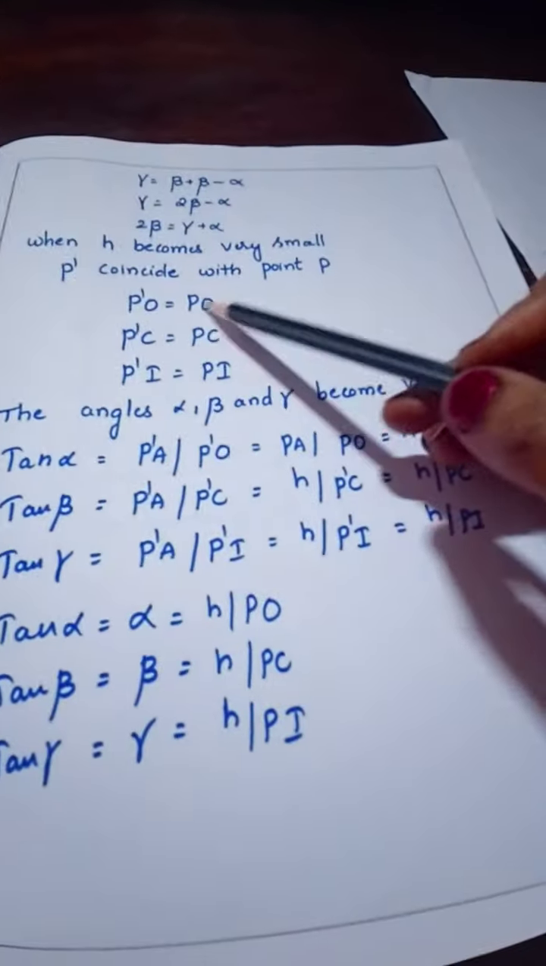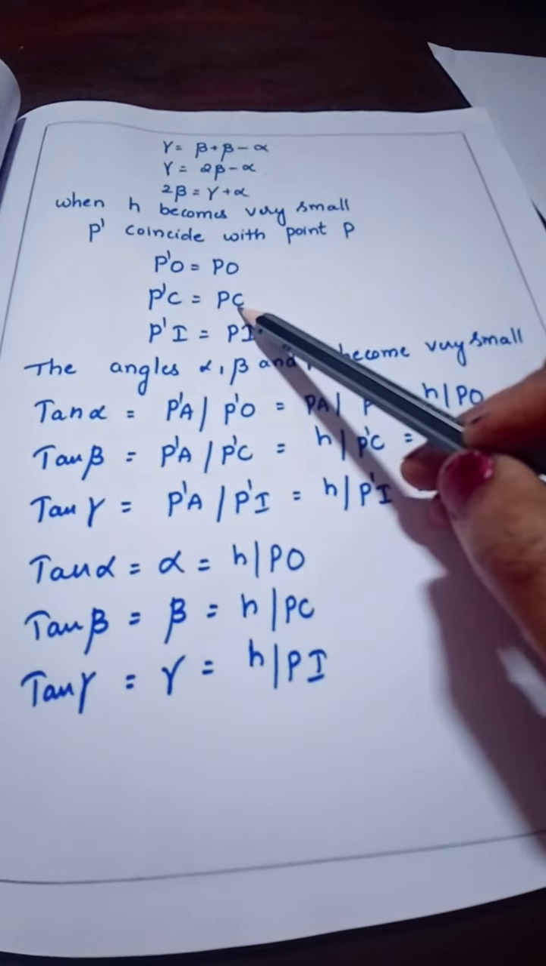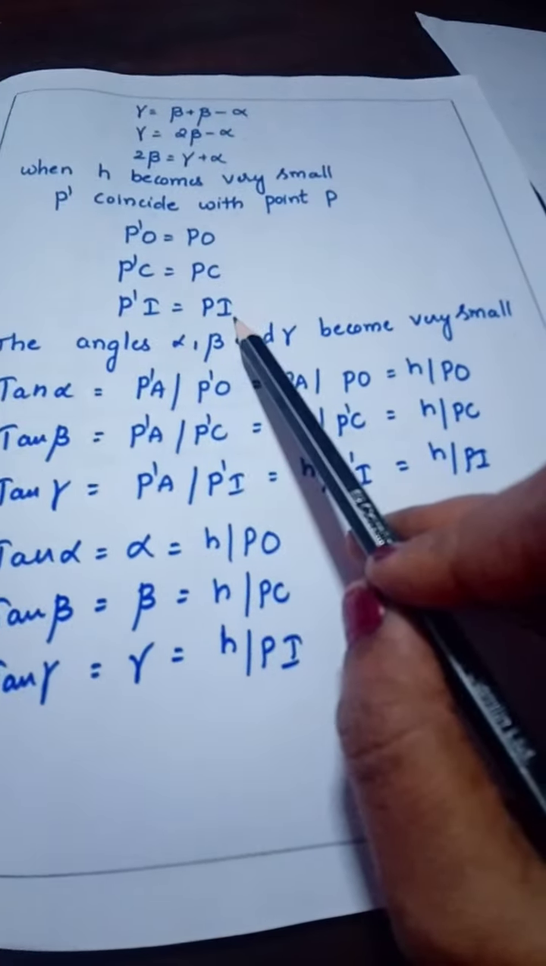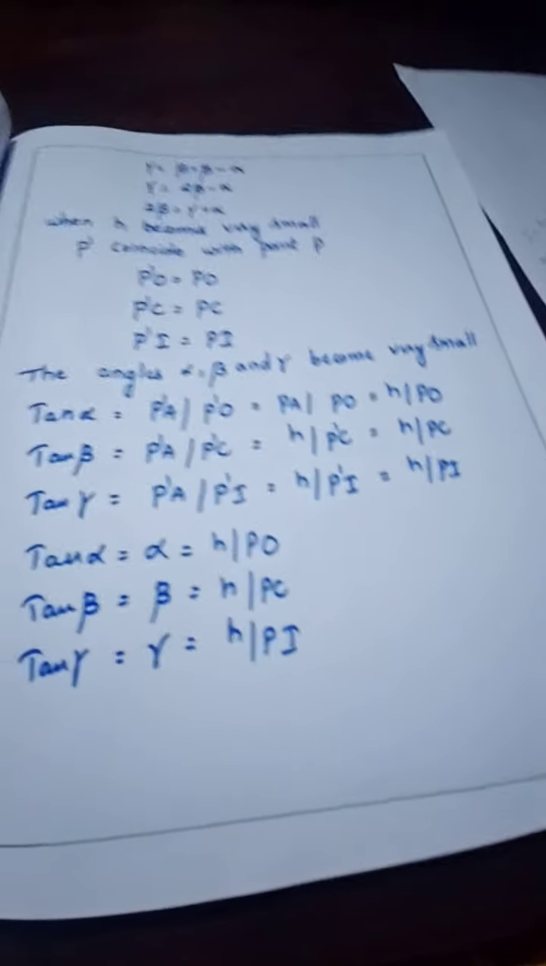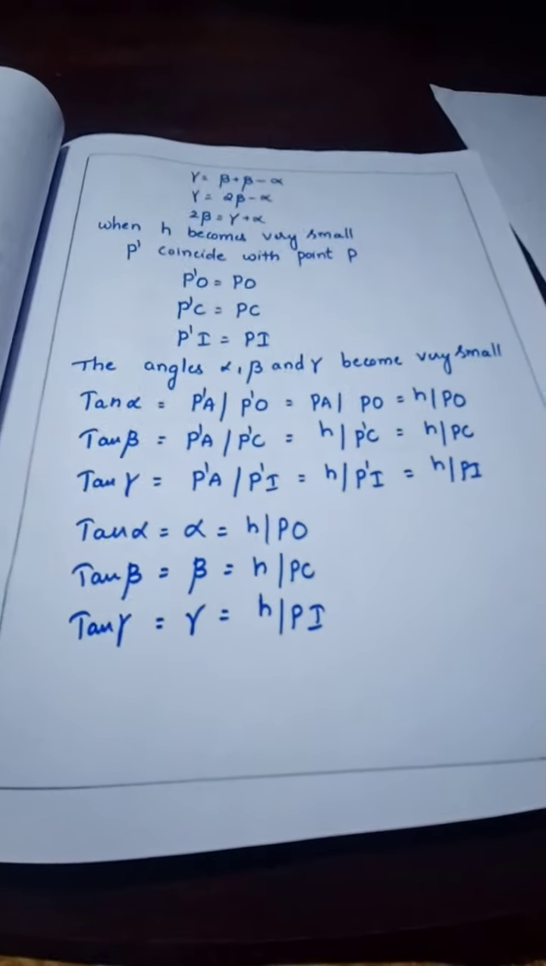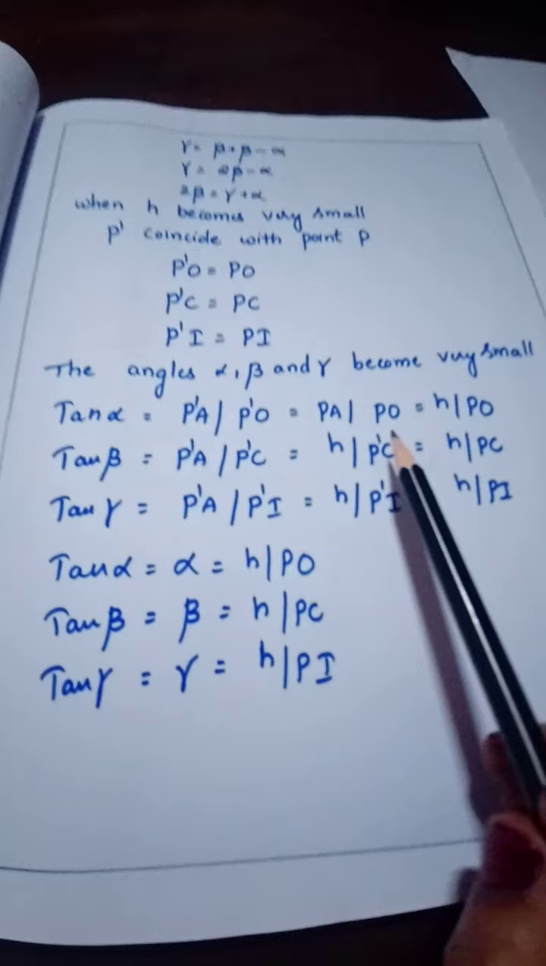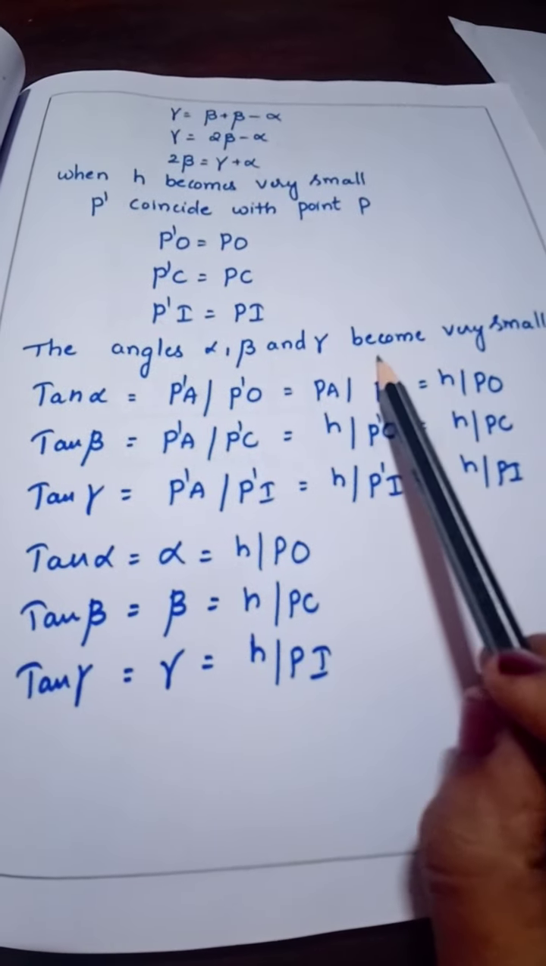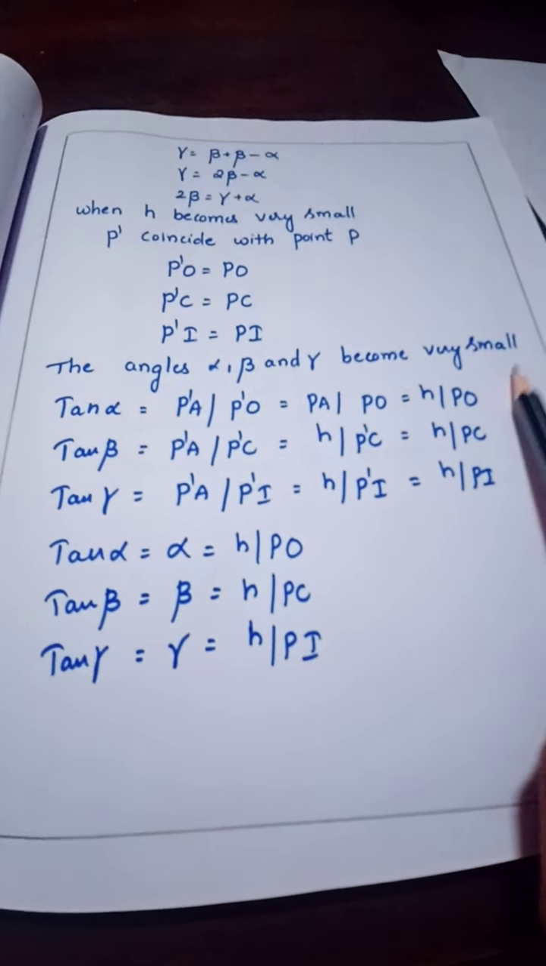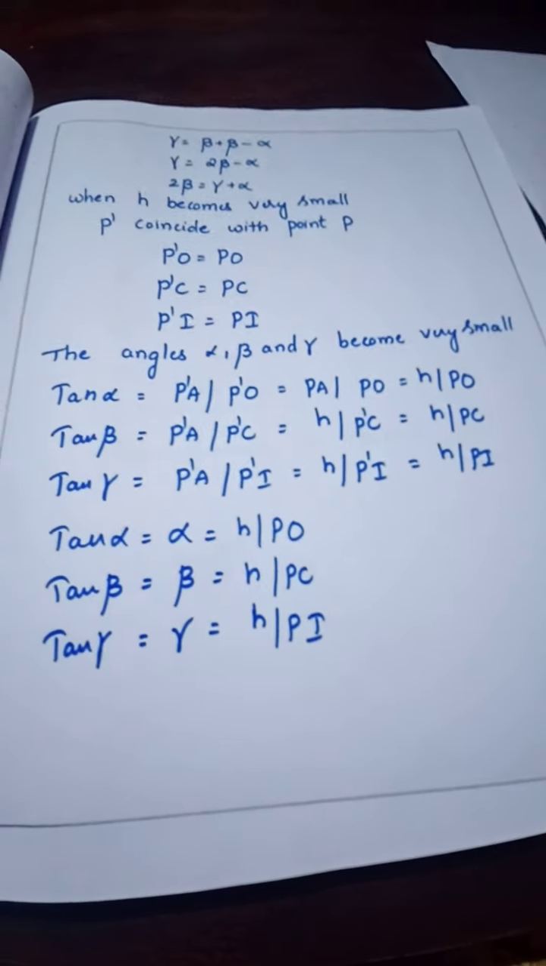So p dash O will become what? PO. P dash C will become what? PC. P dash I becomes what? PI. Because these are paraxial rays, we say they do not have much distance. And let us see, the angles alpha, beta and gamma become very small. When alpha, beta, gamma values are very small, we can consider like this.